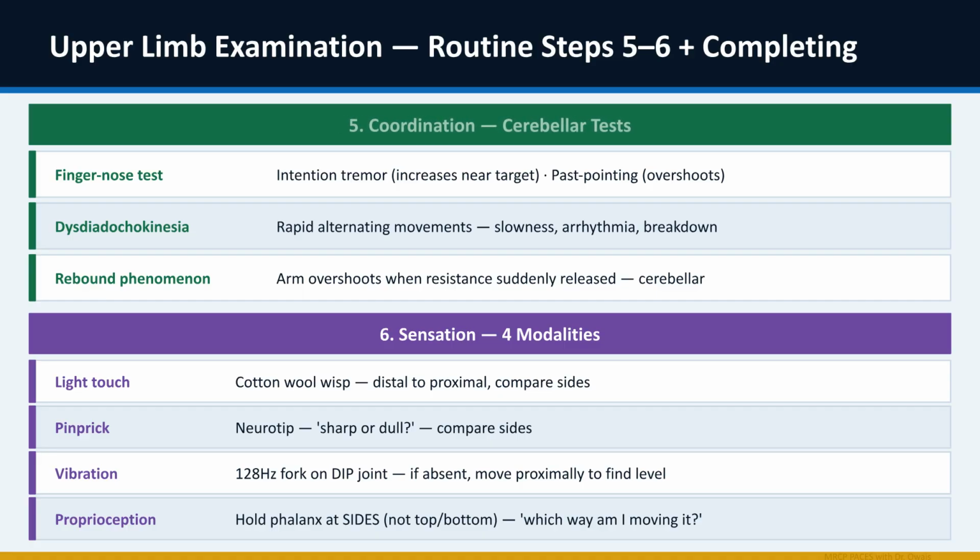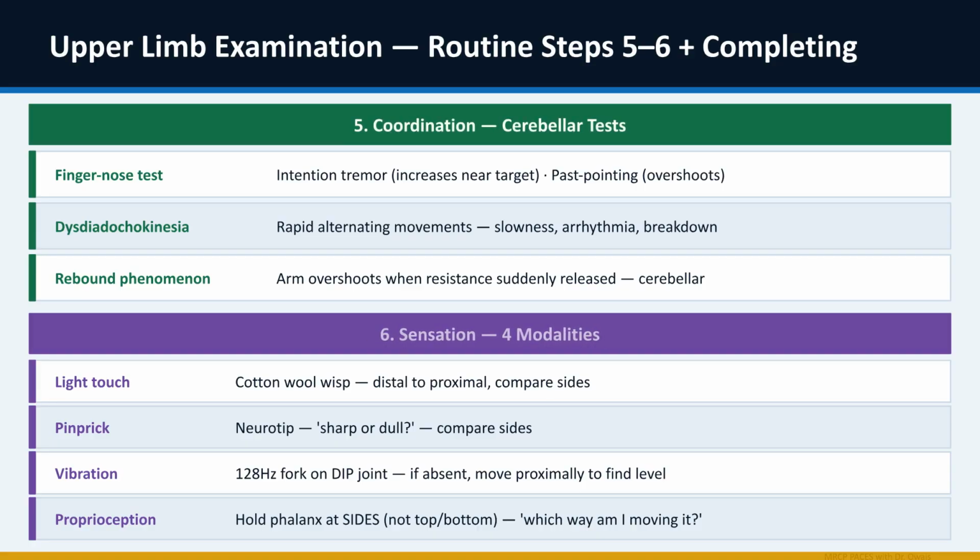Secondly, check past pointing. The patient overshoots or undershoots the target. Lastly, dysdiadochokinesia. Ask the patient to rapidly alternate hand movements, tapping the back of one hand alternately with the palm and dorsum of the other. Slowness, arrhythmia, and breakdown of this rapid alternating movement is a cerebellar sign. Rebound. Hold the patient's outstretched arm against resistance, then suddenly release. A normal person checks the movement. A cerebellar patient overshoots. This is the rebound phenomenon.